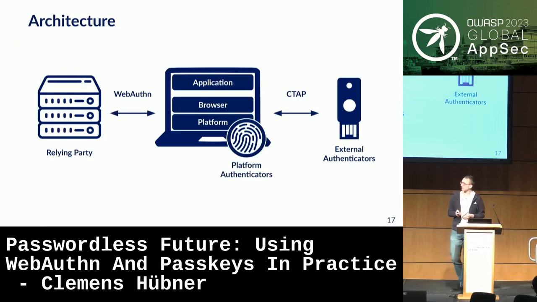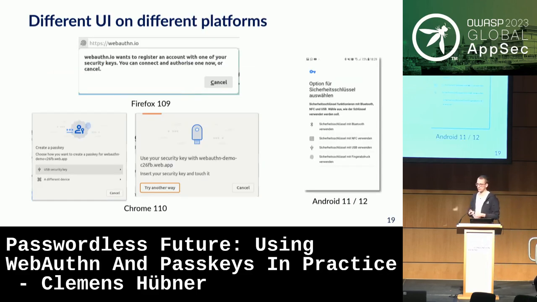So that's what WebAuthn provides. That's what the JavaScript API provides and how it is used in a web app, as we just saw. We saw it for Google Chrome on Linux here. Of course, every browser has its own user interface for that.